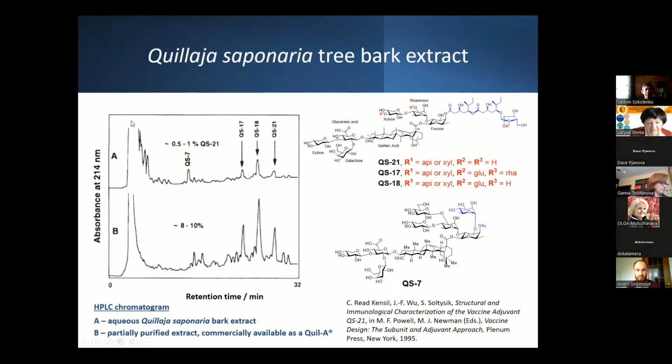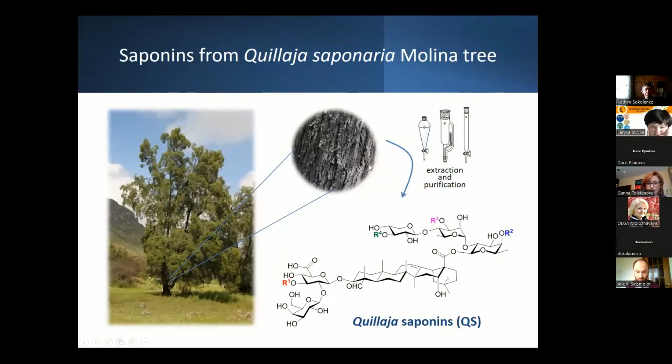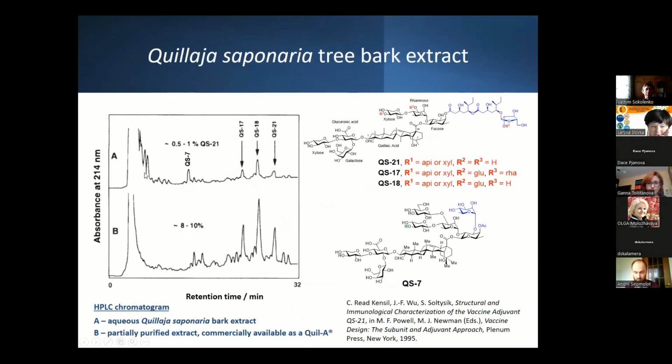And this is the HPLC analysis of the extract of that tree bark. As you can see, the extract contains many different compounds, and 4 components are main components. As you can see, these four peaks. Those compounds are QS7, 17, 18, and QS21.